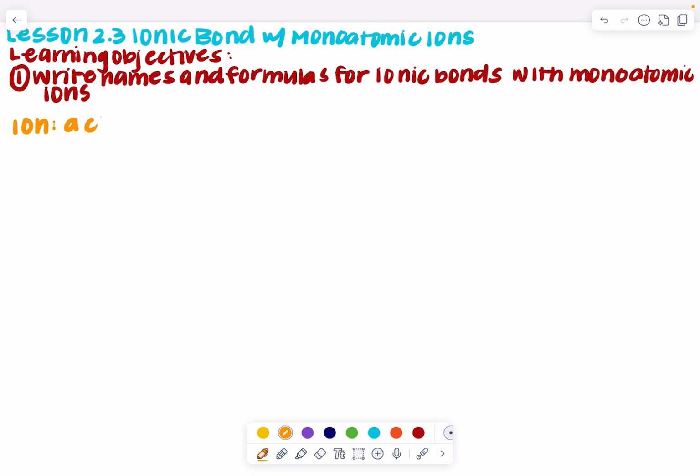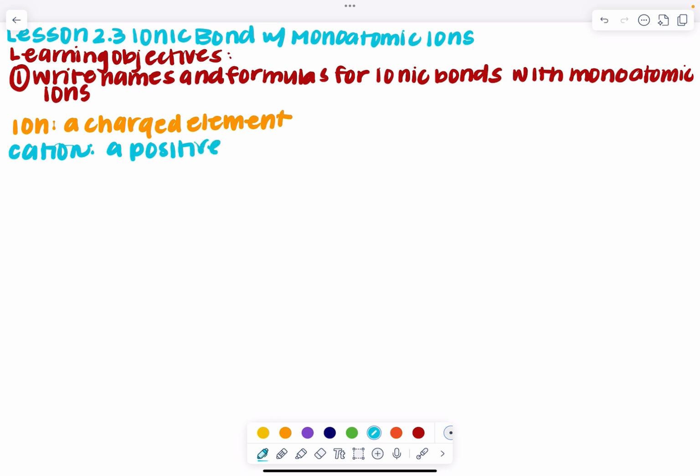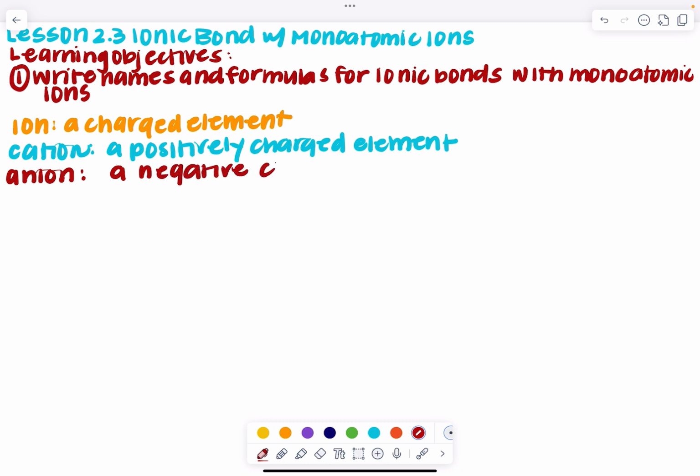An ion is a charged element. And there's two types of ions we can have. We can have a cation, which is a positively charged element. Remember, cats have paws. So cations are positive. And we also have something called an anion, which is just the opposite. It's a negatively charged element.